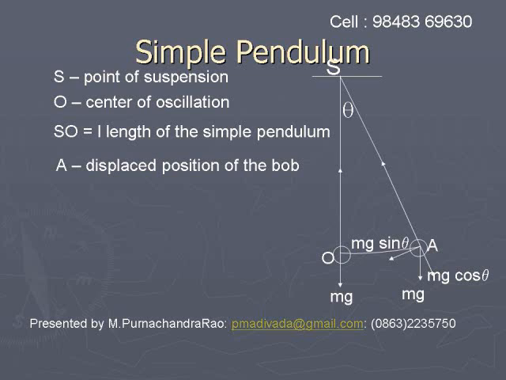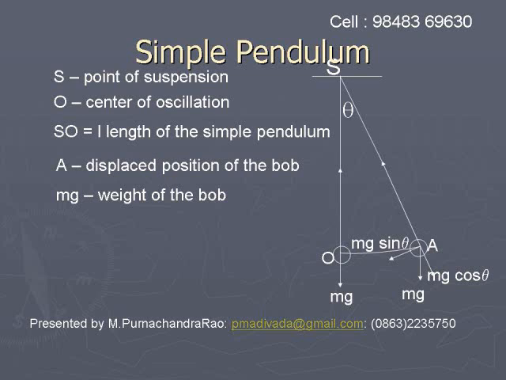Capital A represents the displaced position of the bob. The straight line distance from O to A is the displacement of the bob. OA is the displacement. A is the displaced position of the bob.